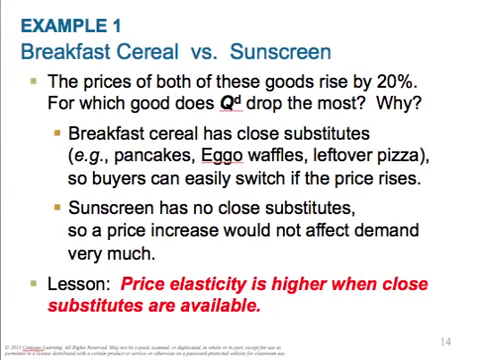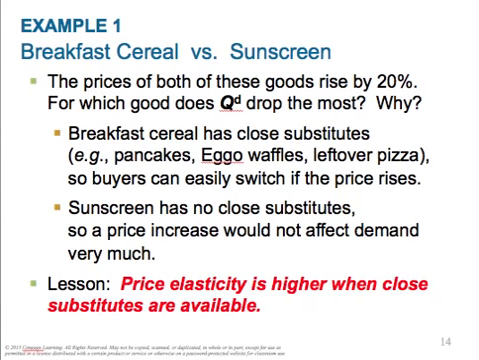Here we have breakfast cereal versus sunscreen. Now what they're doing here is using two very different types of products to try to illustrate two very different types of elasticity. The prices of both of these goods rise by 20%. Say there's some sort of flat inflation on prices. For which good does quantity demanded drop most? This says a lot about their elasticity. They have different elasticities because they're different products. And why? Breakfast cereal has close substitutes, for example, pancakes, Eggo waffles, leftover pizza. So buyers can easily switch if the price rises.